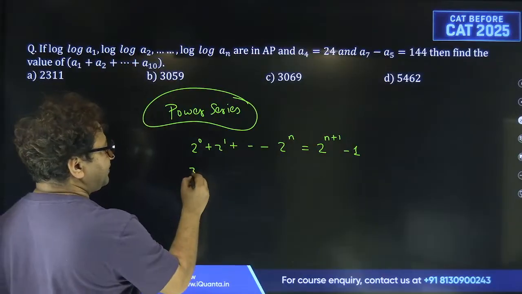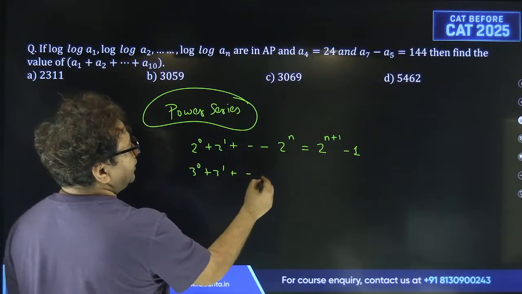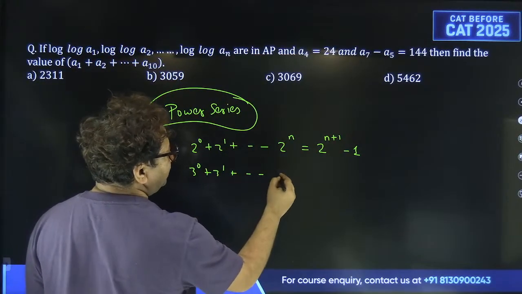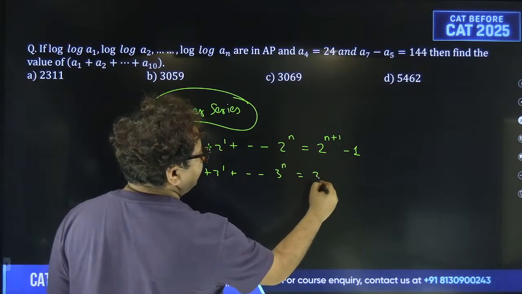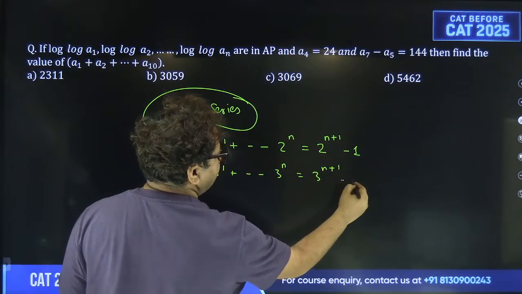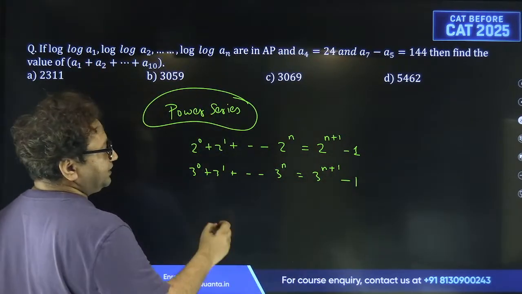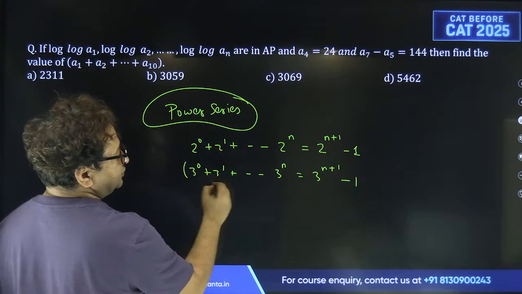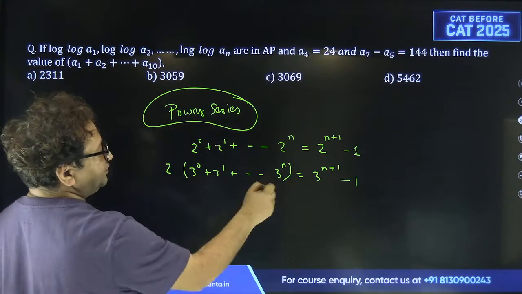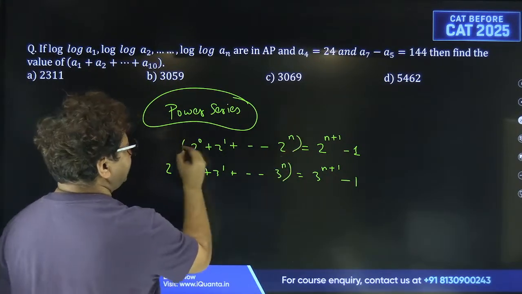You have 3 to the power 0 plus 3 to the power 1. Obviously you can put the formula, but I want to show you a pattern here. 3 to the power n plus 1 minus 1. तो ना इसका जो 2 times होगा, that will be equal to that. इसका सिर्फ 1 time ही होगा. There is a pattern here.